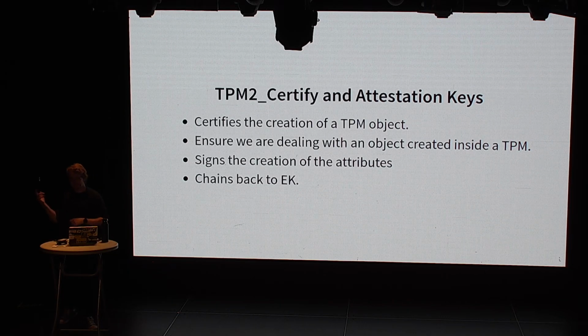And the way the TPM works with this is that you have something called certify and attestation keys. So certify allows us to verify or sign that an object was created on the TPM. TPMs have some strings that they will refuse to sign, and that allows us to ensure that a key was created on this TPM and that the TPM has actually signed this. We have a bunch of attributes that say that the TPM key can't be exported out of the TPM itself, and then we can sign all of this. And because of the attestation key, we can chain this back to the endorsement key itself.